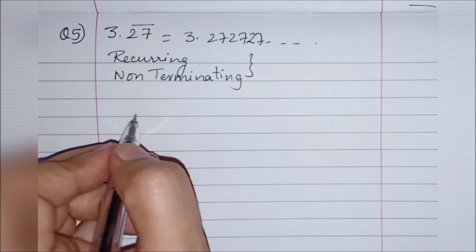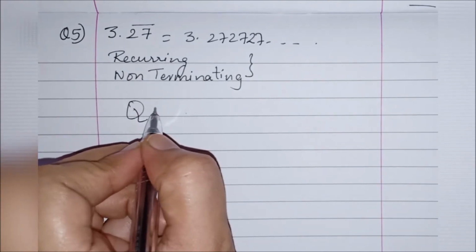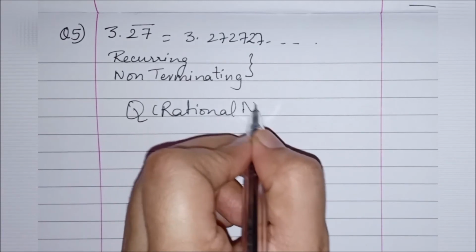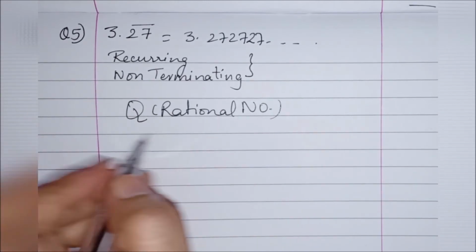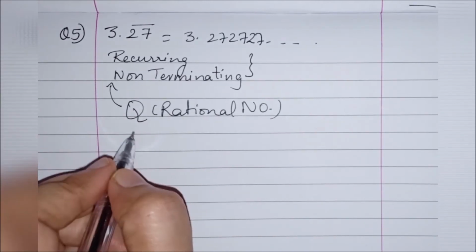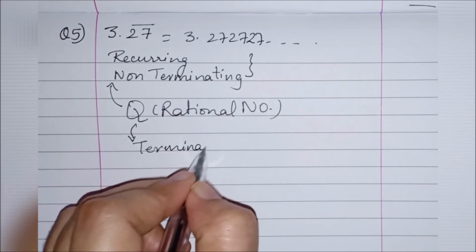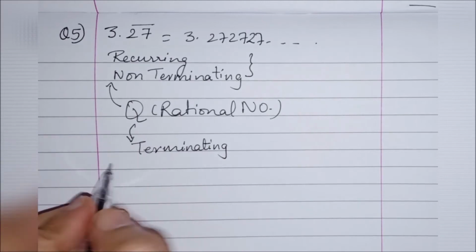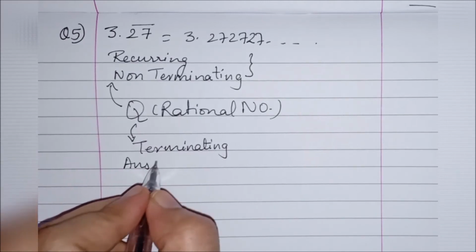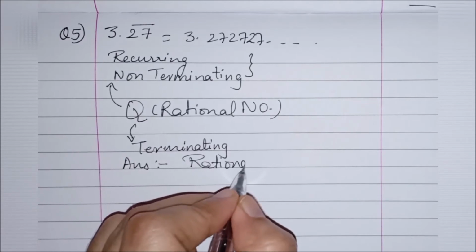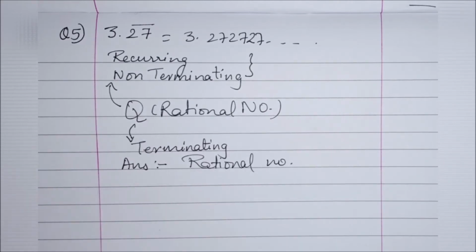Now, non-terminating and recurring is the nature of rational numbers. So we can say the given number is rational. Rational numbers also take another form, that is terminating. So if you have any of these two forms, you can definitely say the given decimal number is a rational number. So the answer is rational number.